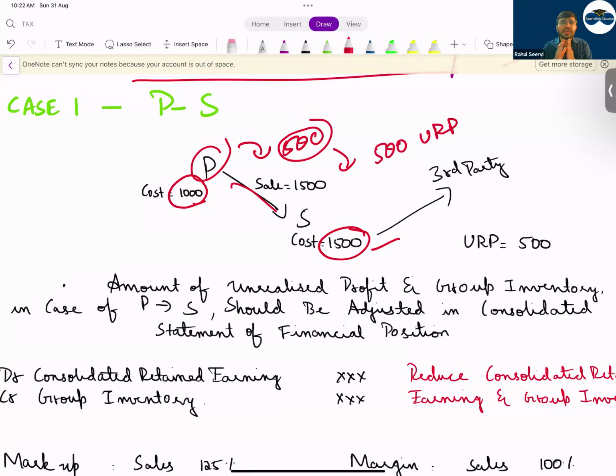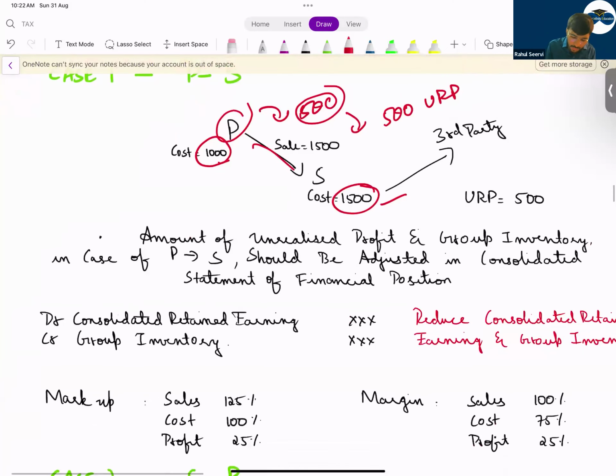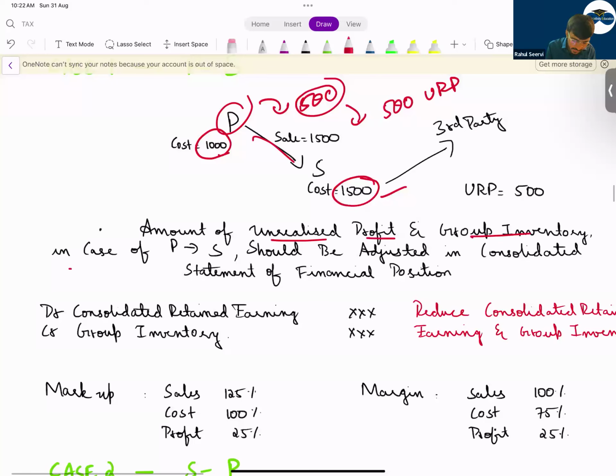But when we prepare consolidation, can I say I have to remove this impact? Because it's a single entity. The company will not sell the goods at a profit to itself only. So the amount of unrealized profit in group inventory, in case of parent to subsidiary, should be adjusted in the consolidated statement of financial position.